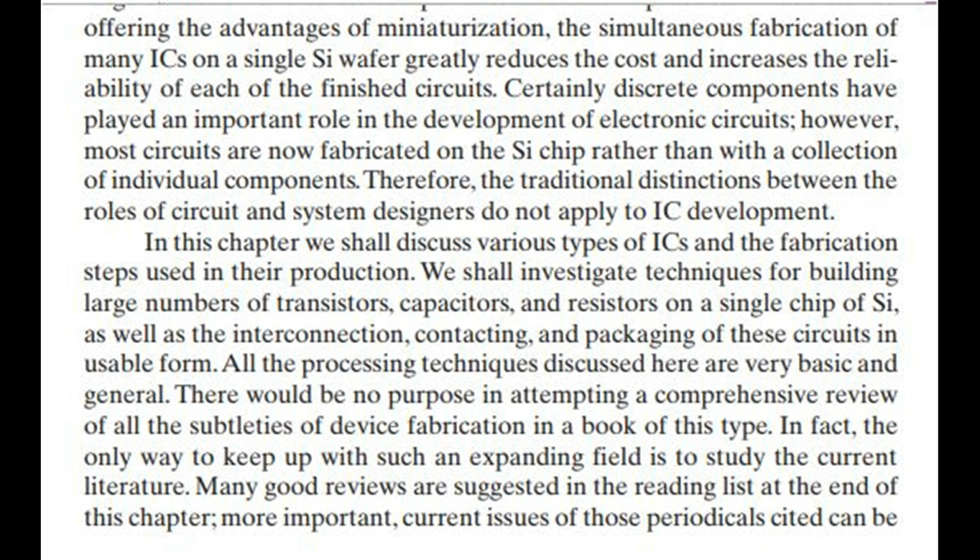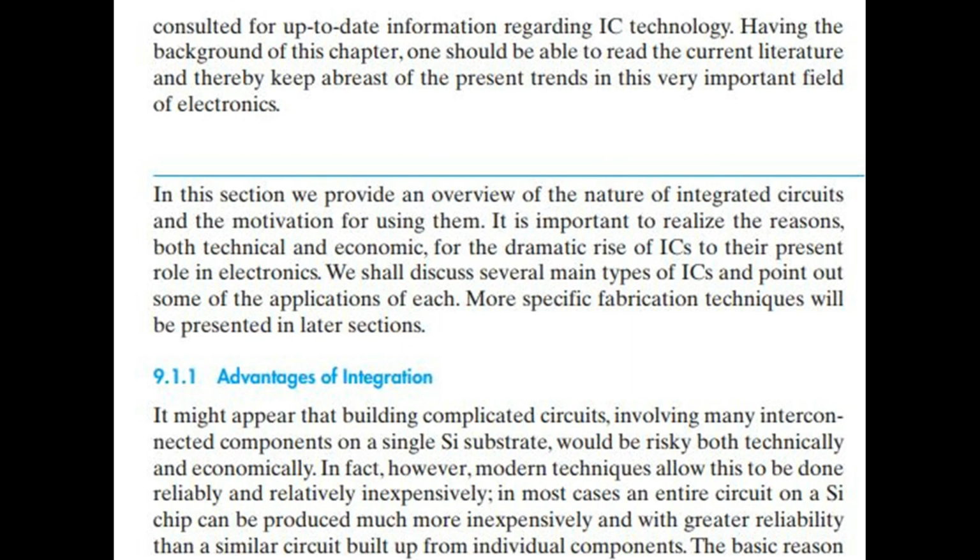All the processing techniques discussed here are very basic and general. There would be no purpose in attempting a comprehensive review of all the subtleties of device fabrication in a book of this type. In fact, the only way to keep up with such an expanding field is to study the current literature. Many good reviews are suggested in the reading list at the end of this chapter. More important, current issues of those periodicals cited can be consulted for up-to-date information regarding integrated circuit technology. Having the background of this chapter, one should be able to read the current literature and thereby keep abreast of the present trends in this very important field of electronics.